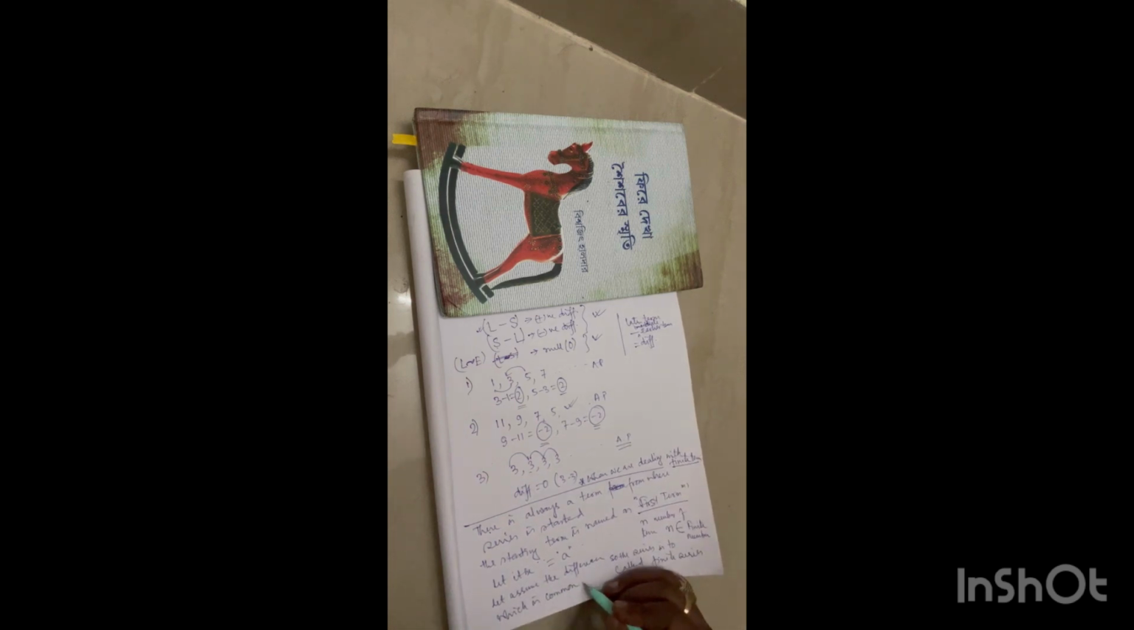So we are naming the first term as A. Also we are saying that for two consecutive terms, the difference is the same. Let us assume the difference which is common between two consecutive terms.